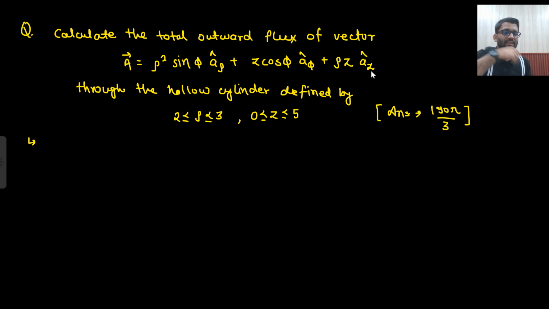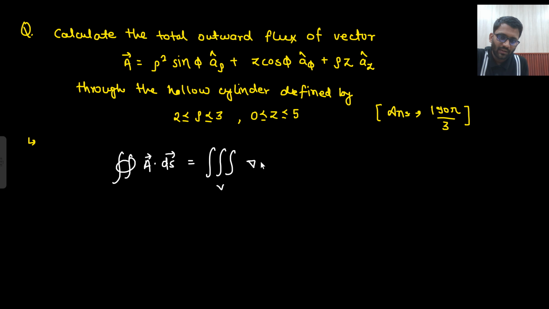Again, the same kind of problem is there. You need to pause the video and solve it on your own, or shall I give it as homework? It is a bit different. The limit of rho is from 2 to 3, limit of z is from 0 to 5, and rest all things are the same. Again, you need to calculate A dot ds. So that will be del dot A dv. Okay, so you can calculate del dot A first.